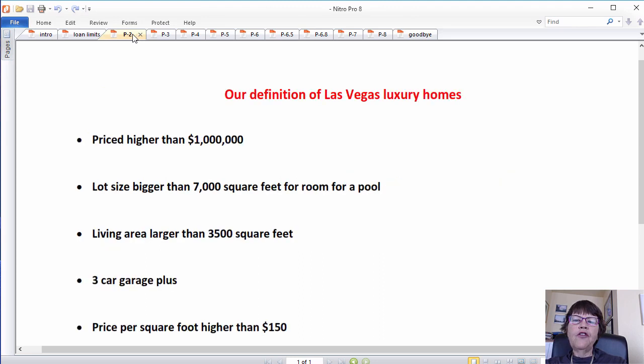There are no set definitions for luxury homes, so we have come up with our own. We have used the following criteria: price higher than $1 million, lot size bigger than 7,000 square foot to have room for a pool, living areas larger than 3,500 square feet, and three-car garage or more, with price per square foot of higher than $150.